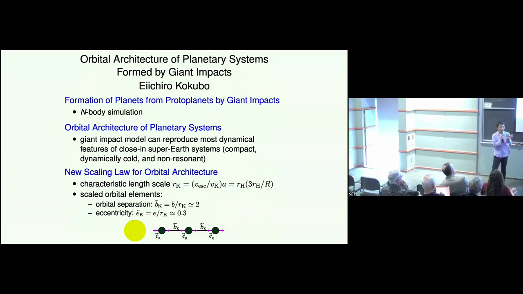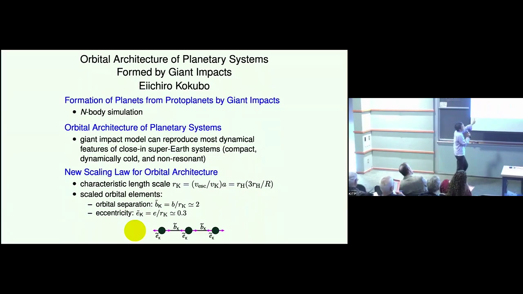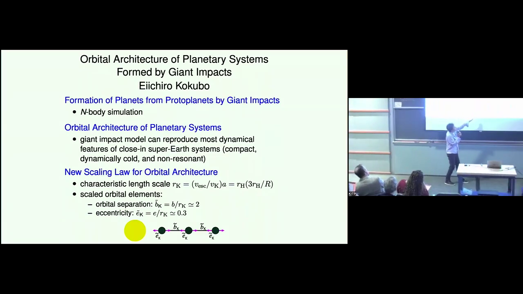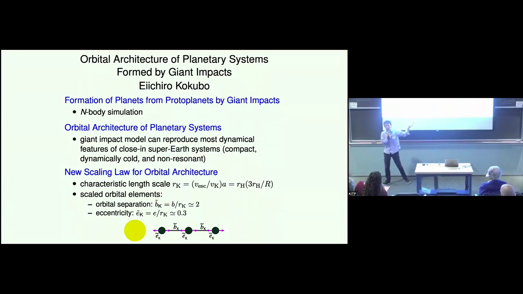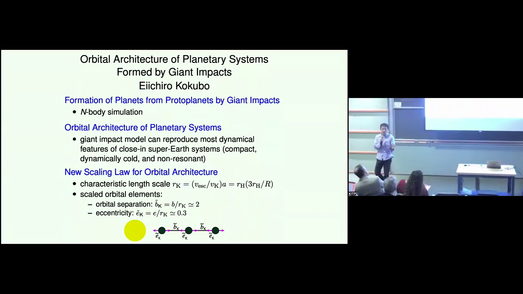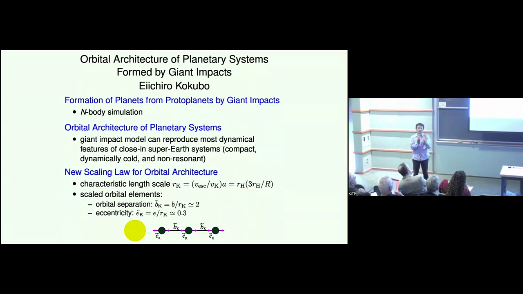So if we scale at the orbital separation of two adjacent planets and also the eccentricity with this length scale. The length scale consists of the two-body surface escape velocity over the Kepler velocity times the semi-major axis. Then the orbital separation and eccentricity are given by these numbers, which are independent of the mass of planets and also the location of planetary systems. It seems very general. So let's discuss in front of my paper, our poster.